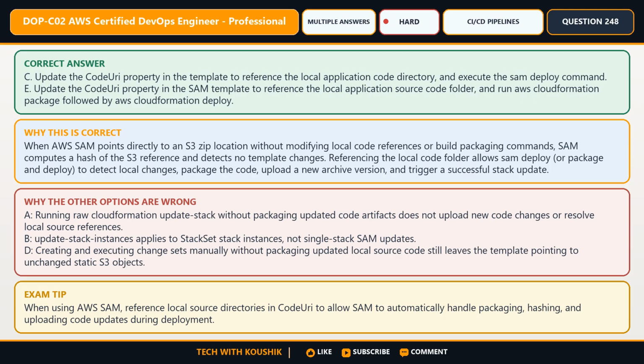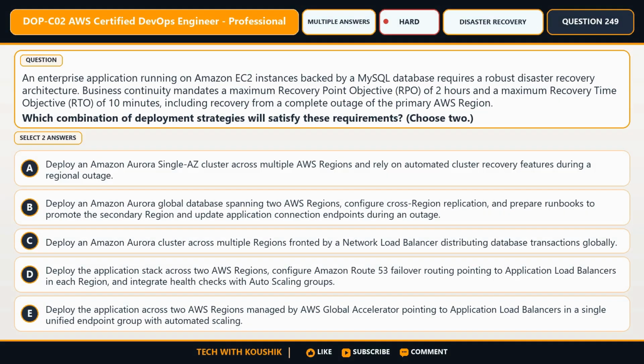Exam tip. When using AWS SAM, reference local source directories in CodeUri to allow SAM to automatically handle packaging, hashing, and uploading code updates during deployment. Here comes question number 249.